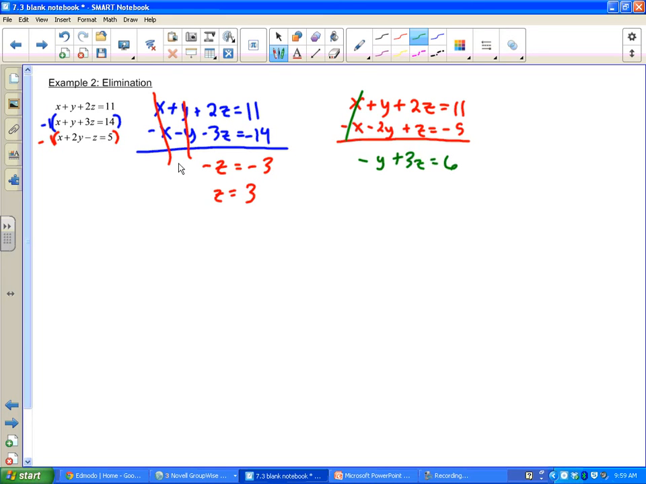If we had ended up with something on our first one, like y minus z equals -3, then we would have to do elimination again, because we would have to get rid of either y or z. But since we actually got rid of both of these, and we got z equals 3, then I can put that 3 in and I can go ahead and start solving for my variables.